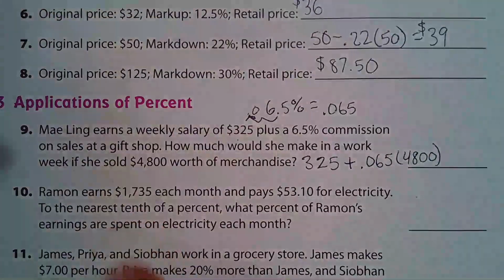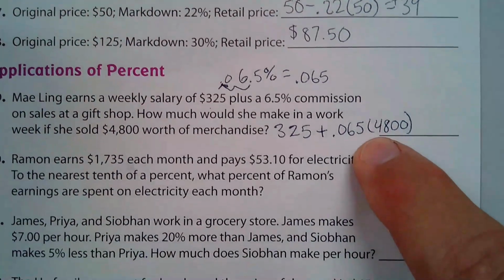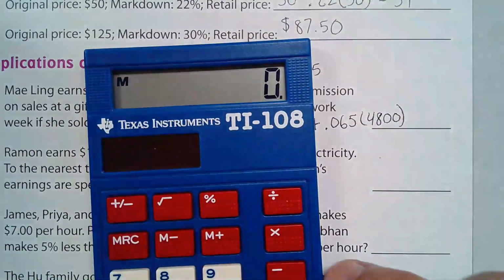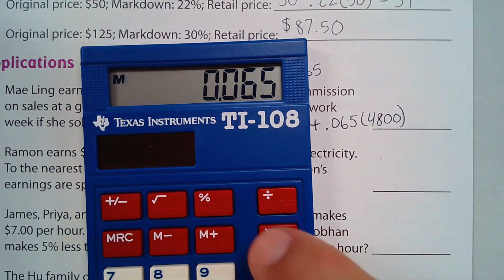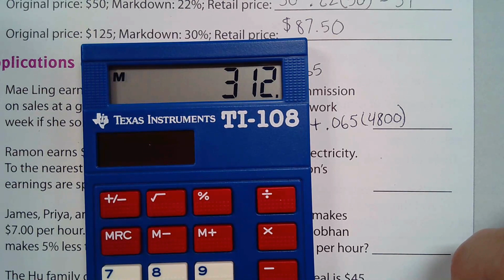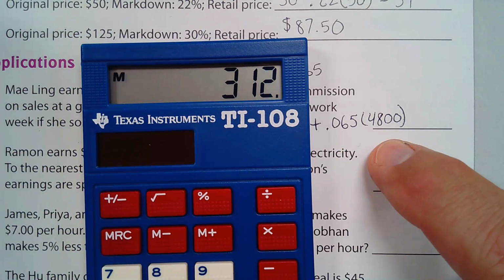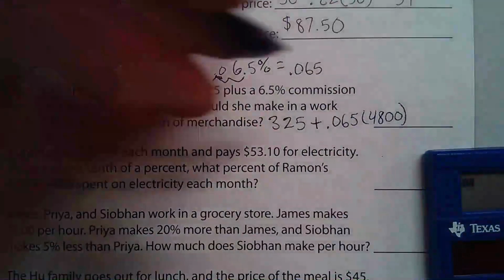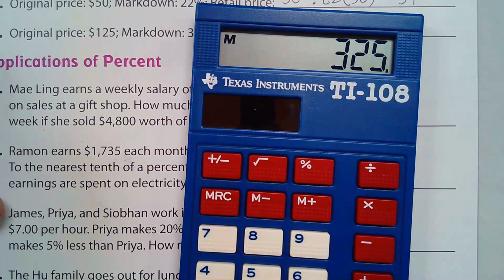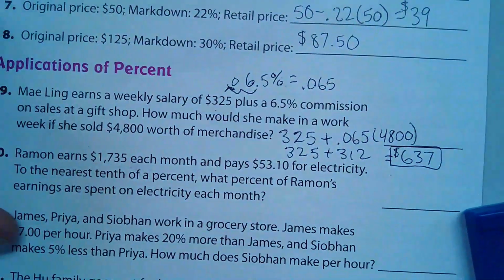So let's multiply these because we have to follow the order of operations. That would be 0.065 times 4,800. 312. That's how much she's going to get paid for selling $4,800 worth of stuff. So 312. So 325 plus 312. So 312 plus 325 is $637. So that is $637. That is the total.